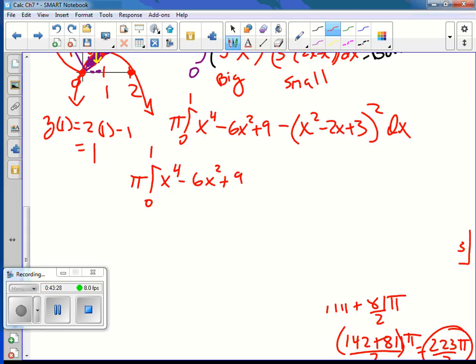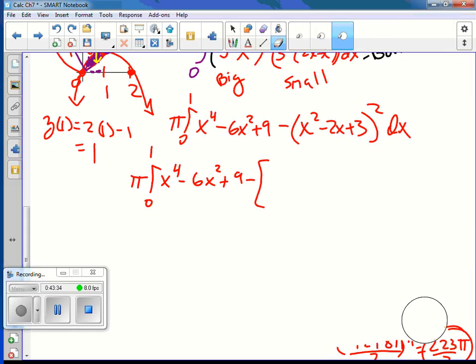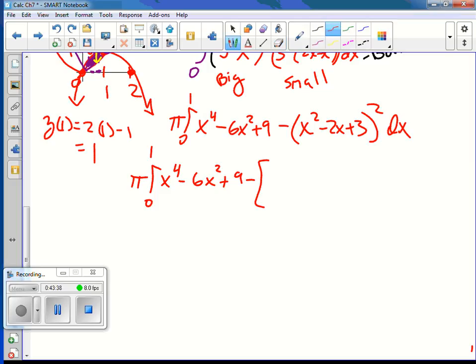And you're going to do minus, and you're going to foil that gigantic thing right there. Or more accurately, you're going to distribute, which is, and that would be blah, blah, blah, blah, blah.